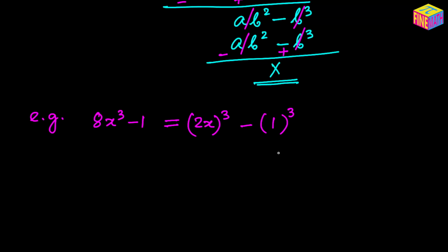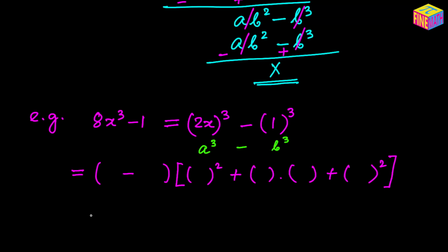So 1 can be written as 1 cubed, 1 squared, 1 to the power 4 or 5, anything, right? So now you see that our original expression is looking like an a cubed minus b cubed form, if our a is 2 times x and our b is 1. So we should be able to convert it into the factored form. What would the factored form be? I'm just creating the template here: a minus b times a squared plus ab plus b squared.